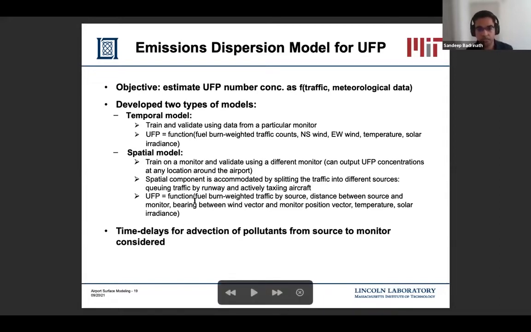So in this model, in addition to the features that we use in the temporal model, we also use the relative distance between the source, where the queuing happens, and the monitoring point, as well as the direction of the wind and so on.